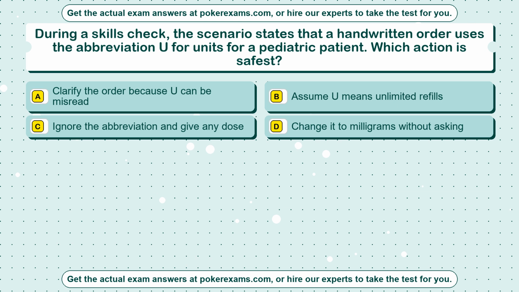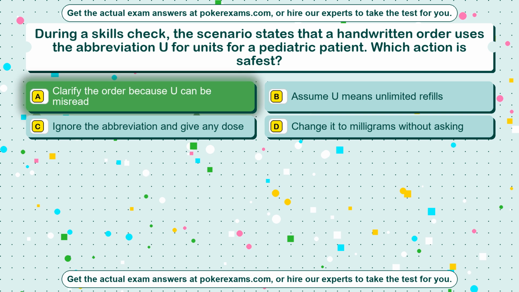Question 48. During a skills check, the scenario states that a handwritten order uses the abbreviation U for units for a pediatric patient. Which action is safest? Option A, clarify the order because U can be misread. Option B, assume U means unlimited refills. Option C, ignore the abbreviation and give any dose. Option D, change it to milligrams without asking.